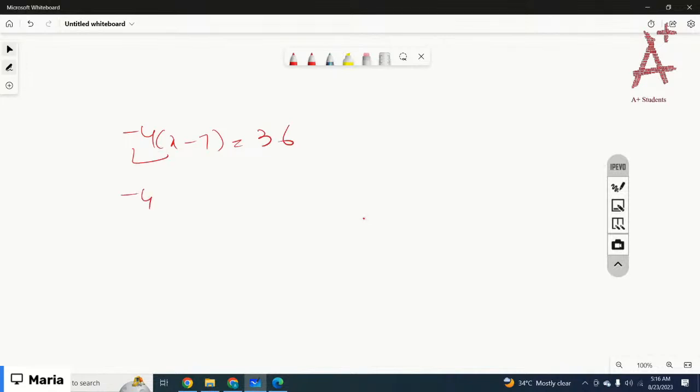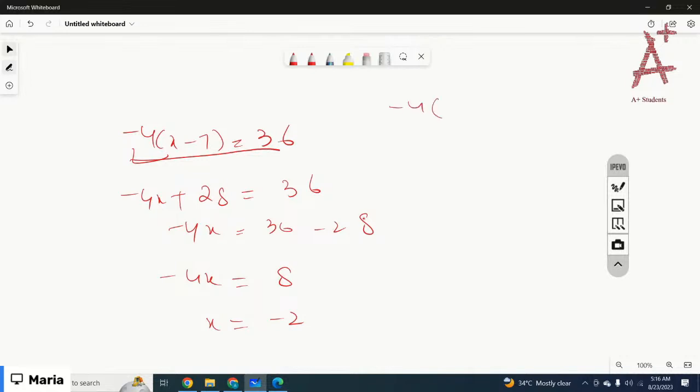Okay, negative 4x. Negative and negative is positive, 7 times 4 is 28. Move 28 to the other side, so it is subtracted. Negative 4x equals 8. So x equals negative 2. You have to justify also. Let's just substitute negative 2 in the equation. Negative 2 minus 7 is negative 9. Negative 4 times negative 9 is positive 36.